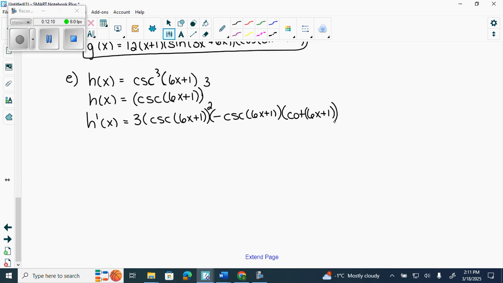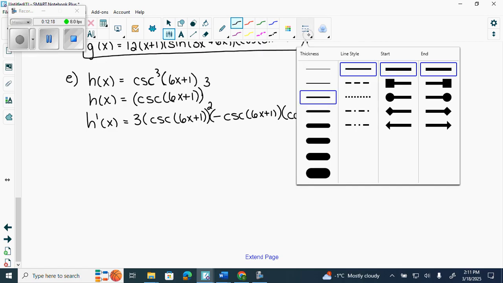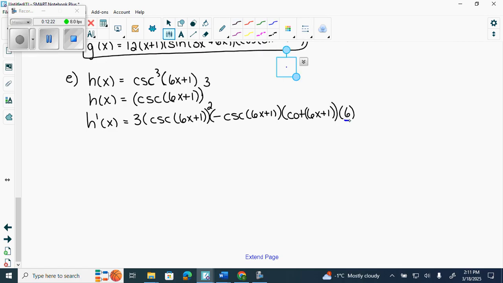and then what do we still have to do? 6. Yeah, just a 6. So, I want to draw your attention to two things. So the 6 here gets multiplied by the -1 here, like all the leading coefficients, right? Gets multiplied by the 3. So what do we end up in the front with? -18. Okay?